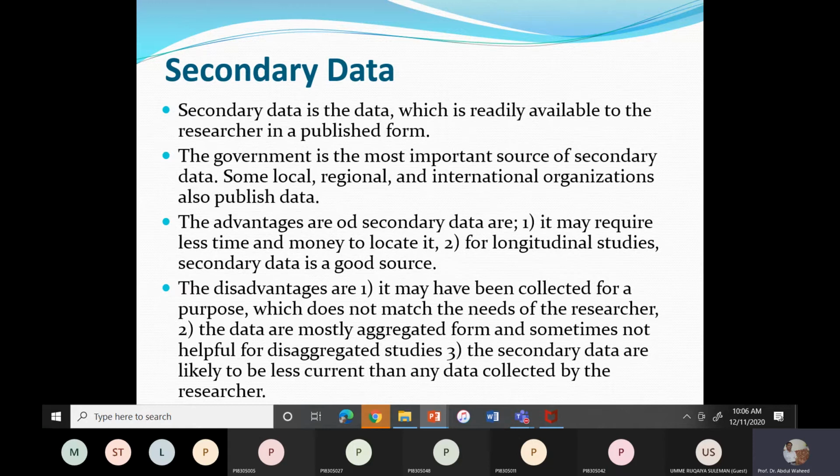And secondary data are likely to be less current. But if it is primary data, that would be the most current data. In case of secondary data, maybe there is a lag of a few months or some years. Just like international data, if you want to get international data, there is a lag of one or two years. You cannot get the latest international data in published form. Same with national data, there is a lag of some months. So this is the disadvantage. They are not the most recent.